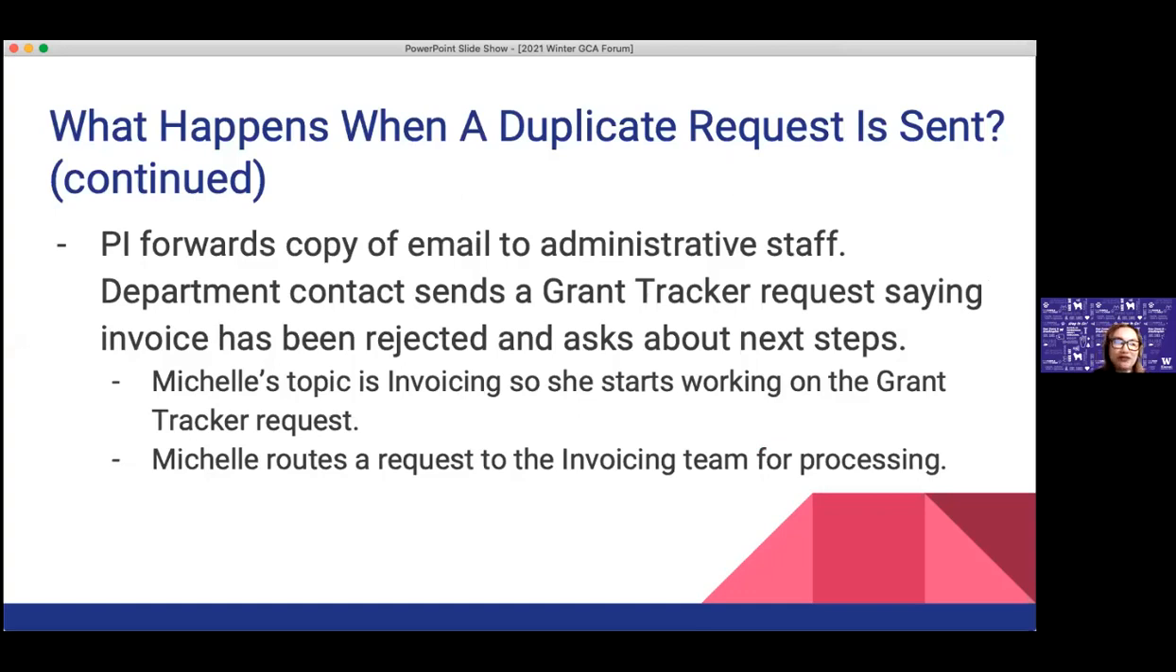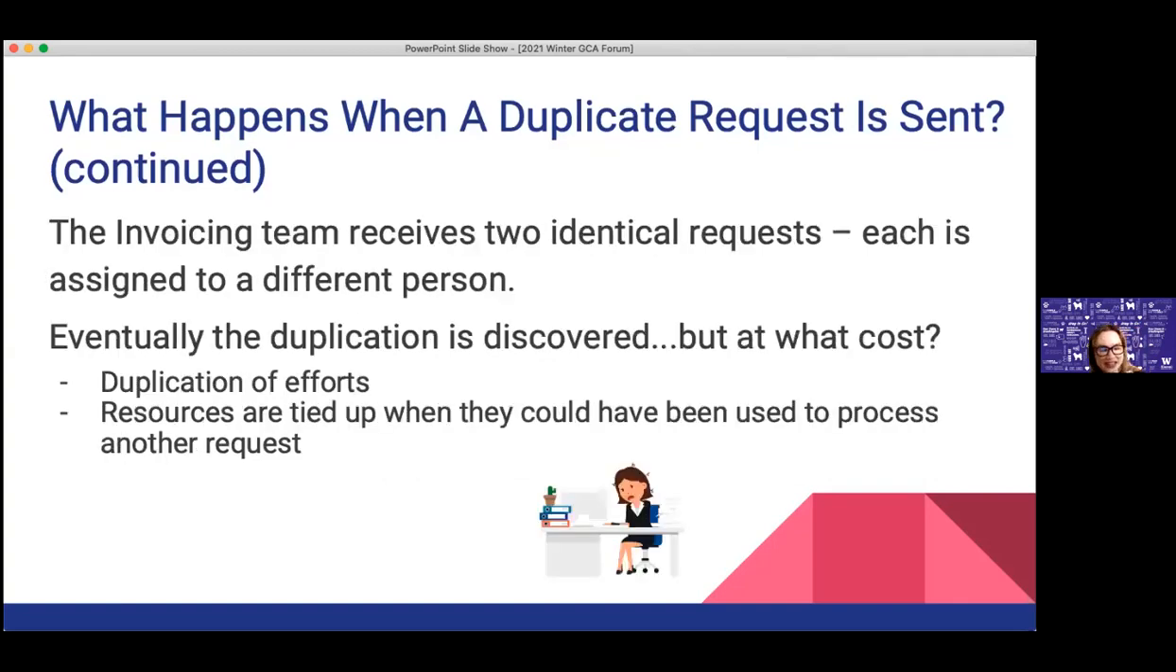But the PI, being very well-intentioned and well-meaning, also sends a copy of the email to their administrative staff so they know what's going on. The administrative staff don't know that the conversation is still going on in the email. So they send a grant tracker under the invoicing topic, letting us know that the invoice has been rejected. Invoicing happens to be Michelle's topic for that quarter. So she sees the grant tracker, starts working on it, works with the administrator, knows what to do, and then routes a request to the invoicing team for processing. All right, next slide.